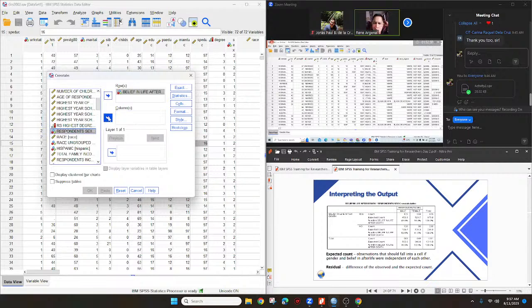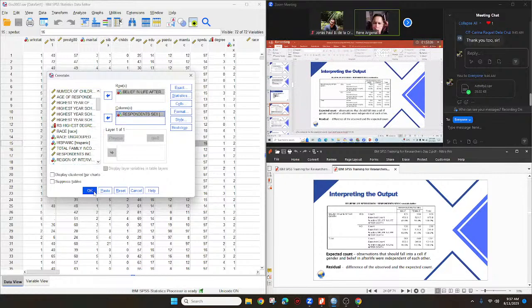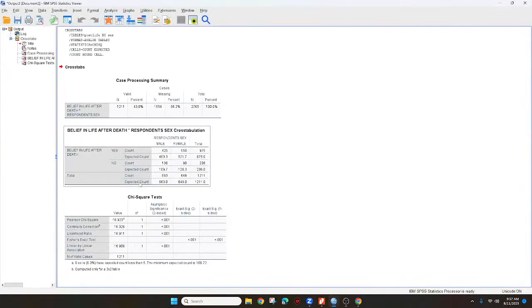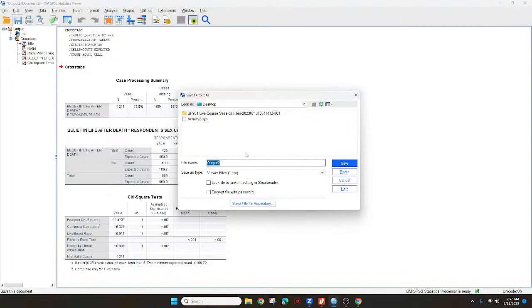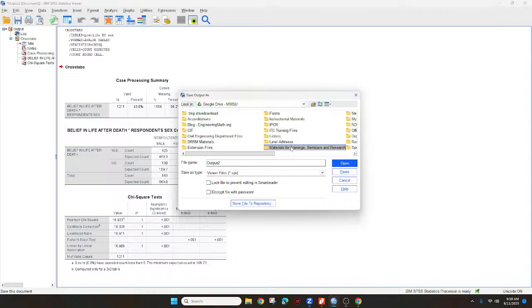So we'll have the gender as the column and the row is the belief in life after death. Okay, and then expected in the counts. Okay, so you have analyze, descriptive. Under descriptive, you have the cross tabs.